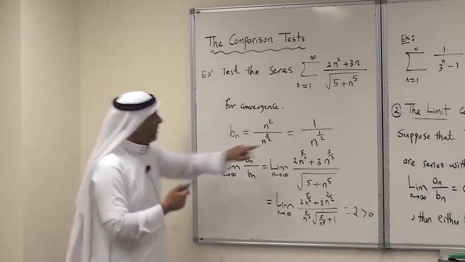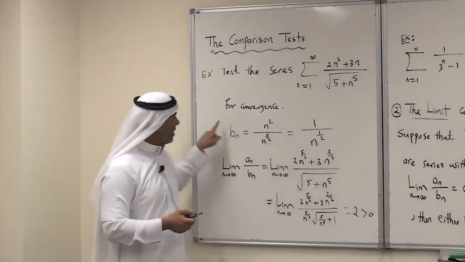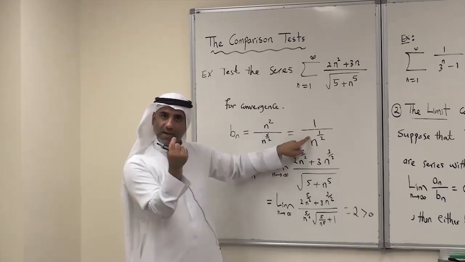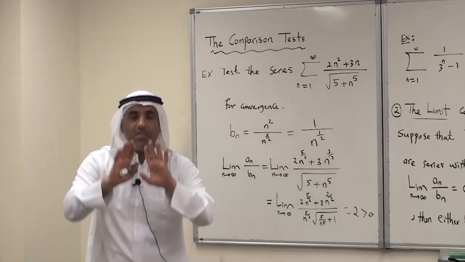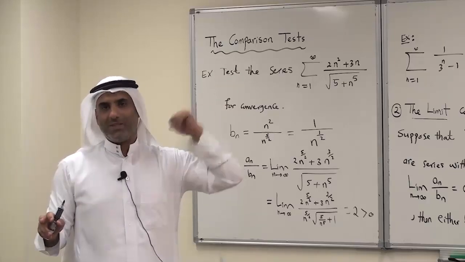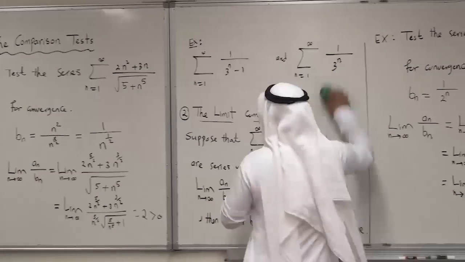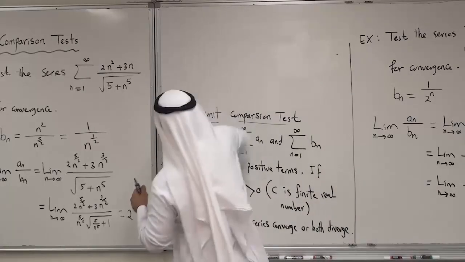But we know that this is a P series. I'm talking about the summation of Pn. It is a P series with P equal to 1/2, which is less than 1, so it is divergent. So our series is also divergent. Let us write this statement and conclude this exercise.